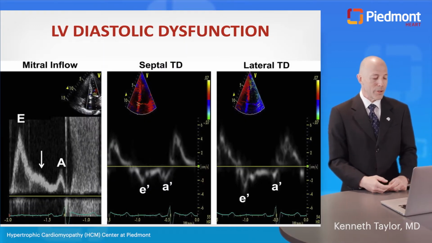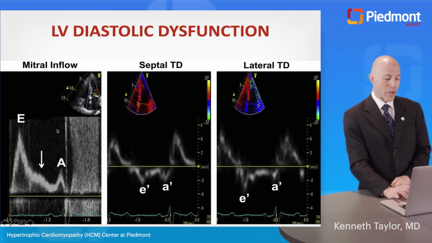These are echo images showing mitral inflow and tissue Doppler, and we see a classically restrictive pattern in the mitral inflow and a small E prime and thus a large E/E prime ratio, suggesting poor diastolic function.